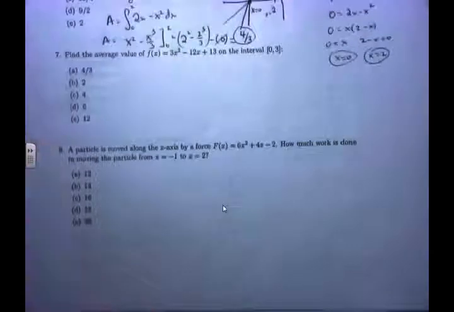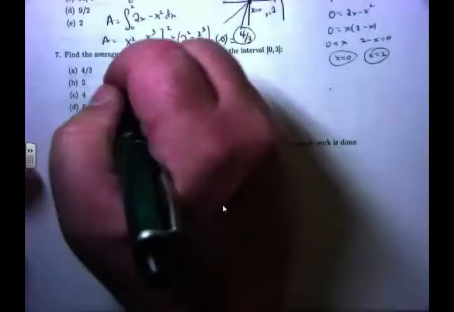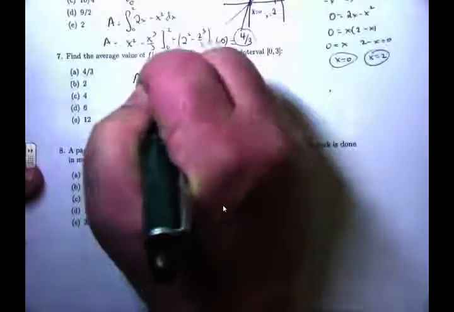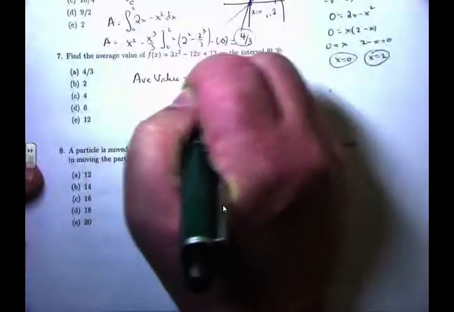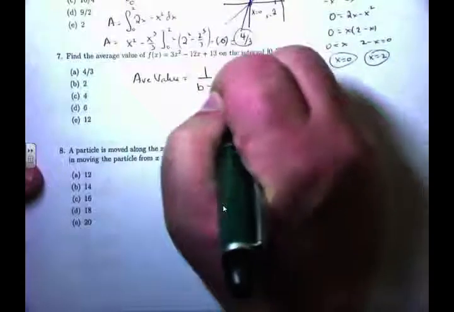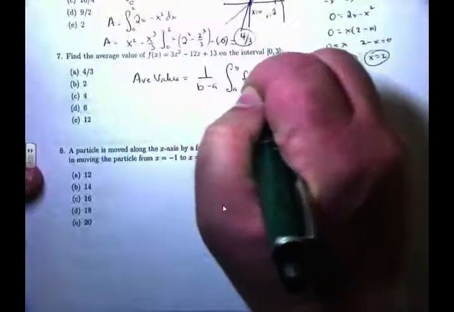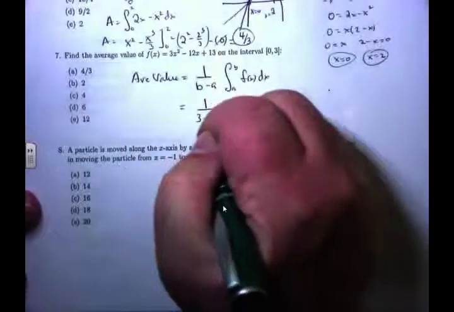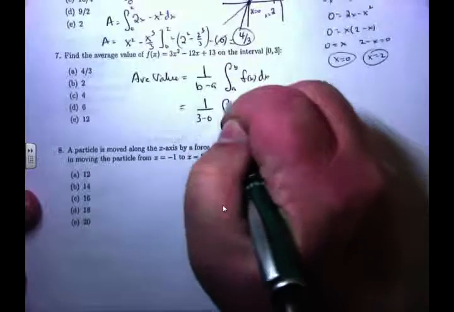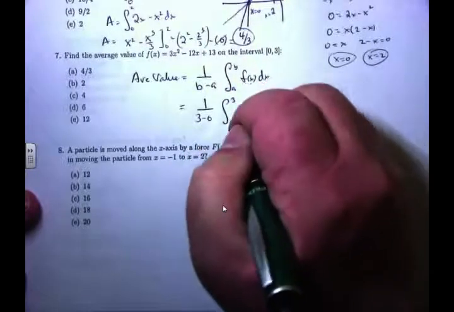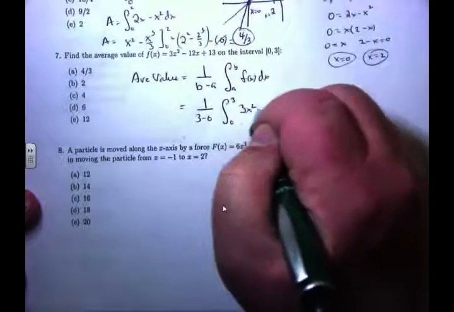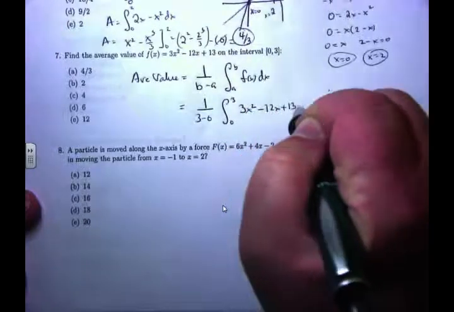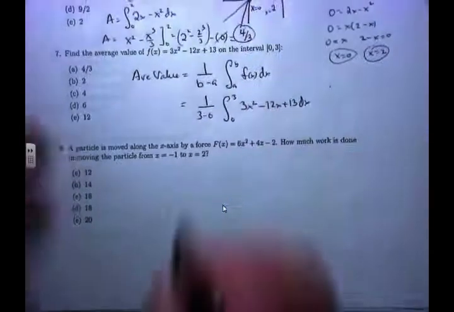Here's another formula you need to have memorized, the average value formula. What was the formula for the average value? Average value is equal to 1 over b minus a times the integral from a to b of f of x dx. So I've got to find the average value of this function here, which would be 1 over 3 minus 0 times the integral from 0 to 3 of 3x squared minus 12x plus 13 dx.